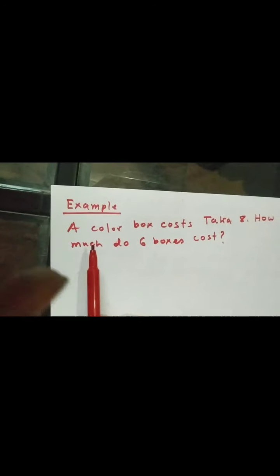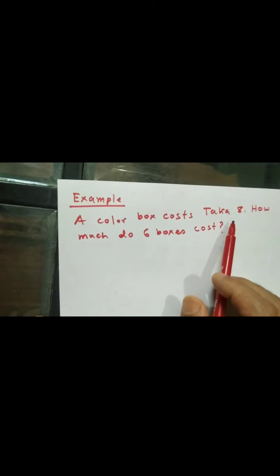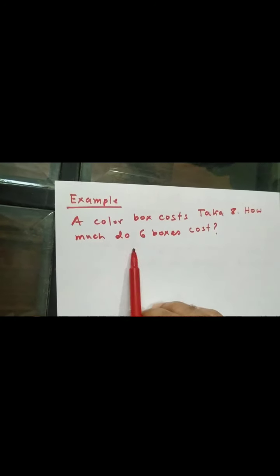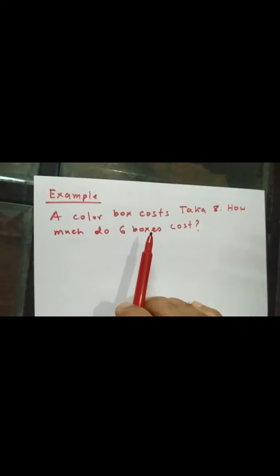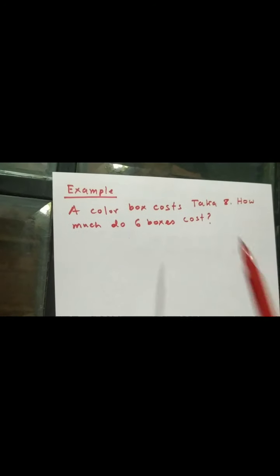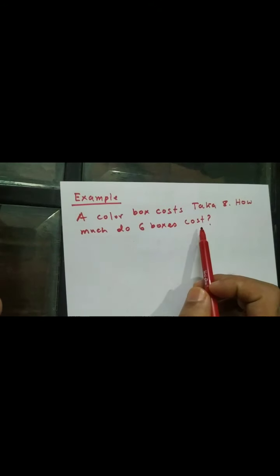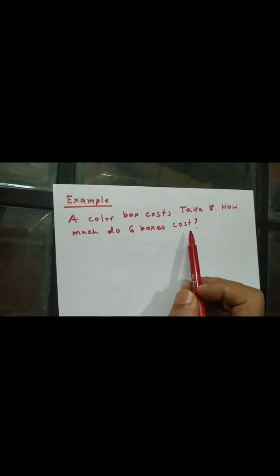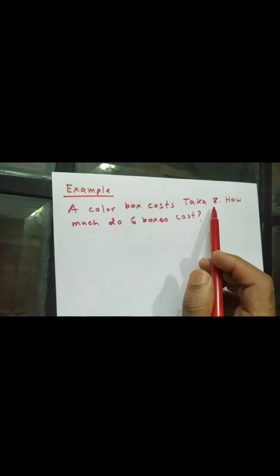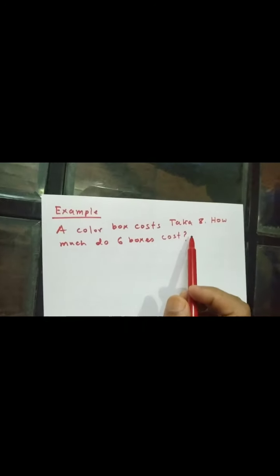So in this example, what is written? A color box. It costs how much taka? 8 taka. So you are asked to find how much 6 boxes cost in total. So what you have to do? You have to add the cost of 6 boxes. But the price of each box is 8. So you are adding 8 to itself. How many times? 6 times.